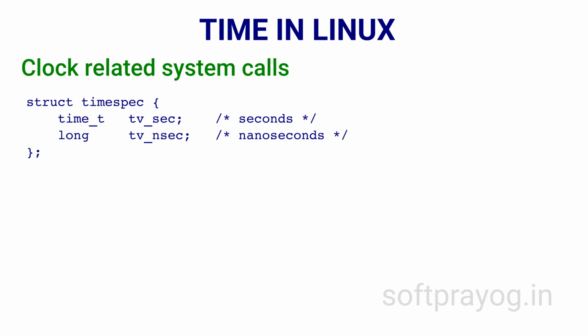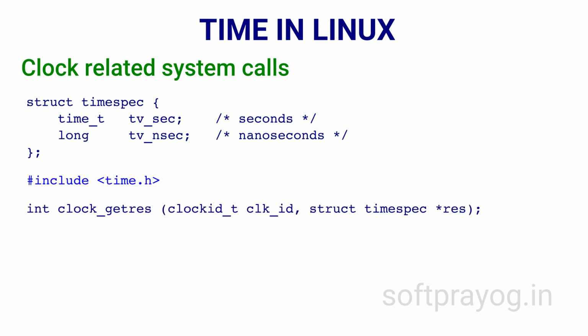These calls make use of struct timespec, which contains tv_sec in seconds and tv_nsec in nanoseconds. The first call is clock_getres, which gives the resolution of the clock identified by the first parameter, clk_id. So this call lets us know whether the clock is available or not, and if it is available, the resolution is returned in the struct timespec pointed to by res.